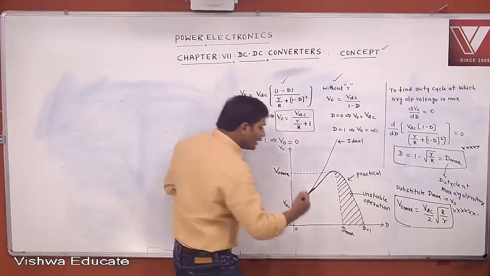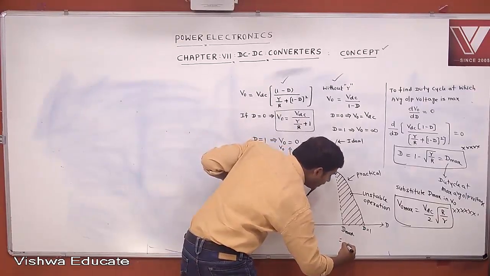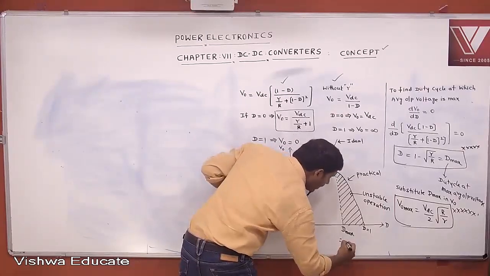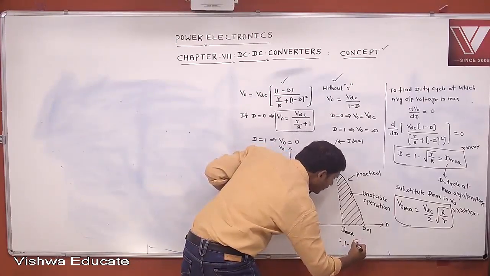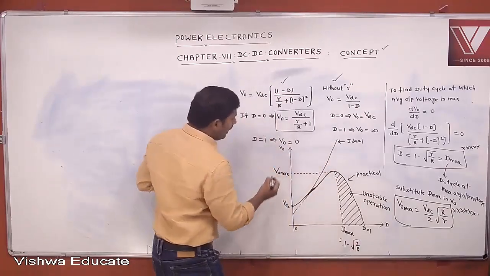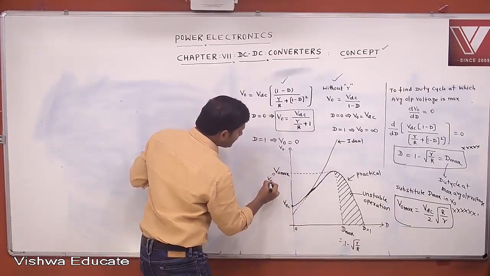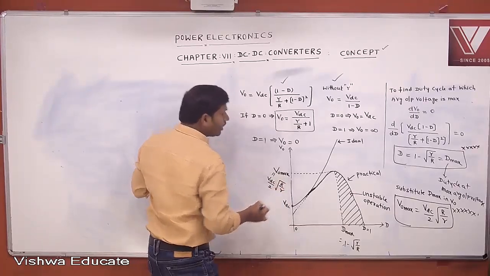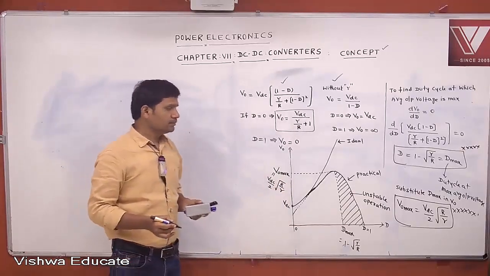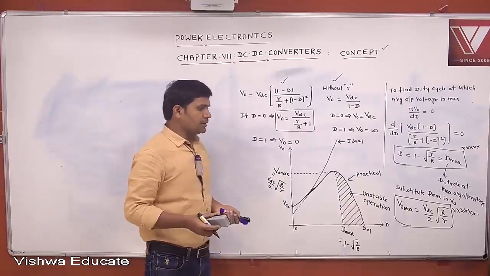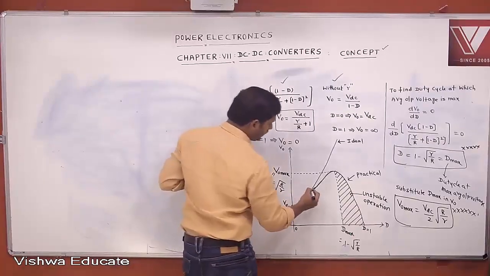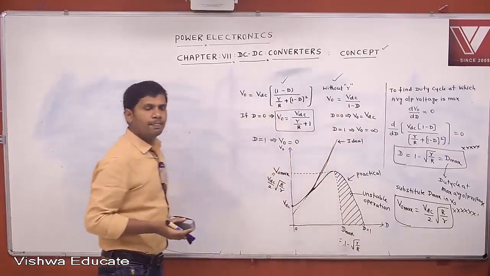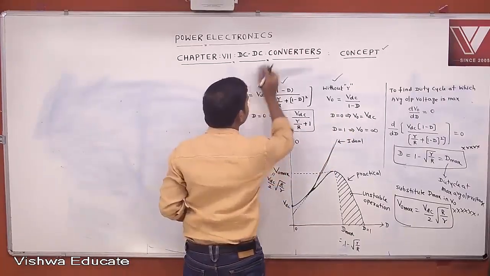What is the value of duty cycle at which average output voltage is maximum, that you derived now? 1 minus square root of small r by capital R. What is V naught max? V naught max equal to VDC by 2 into square root of capital R by small r. Okay, let's concentrate. So you can get like this. This is ideal, this is practical.